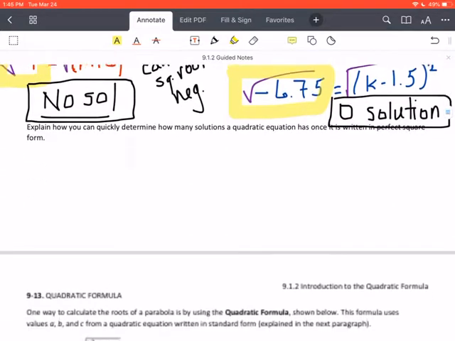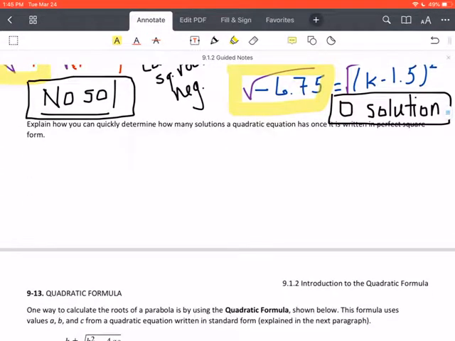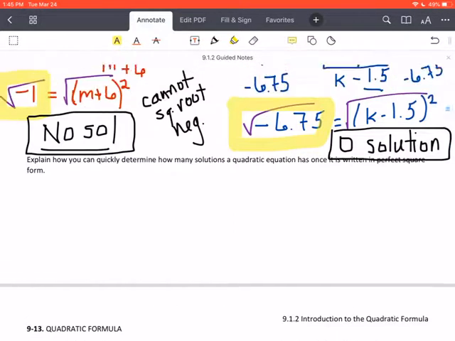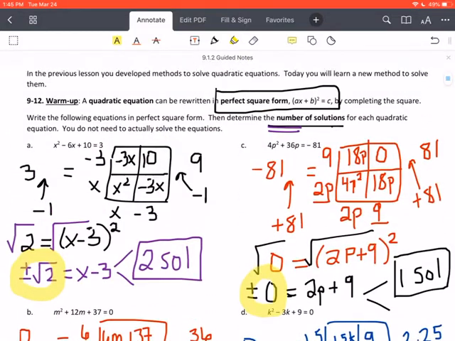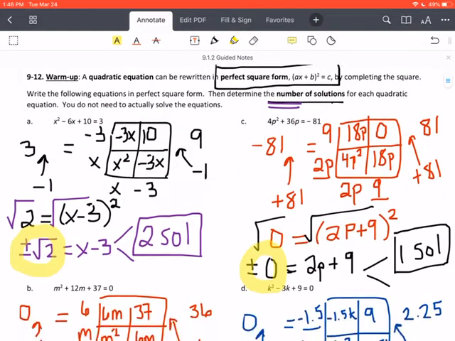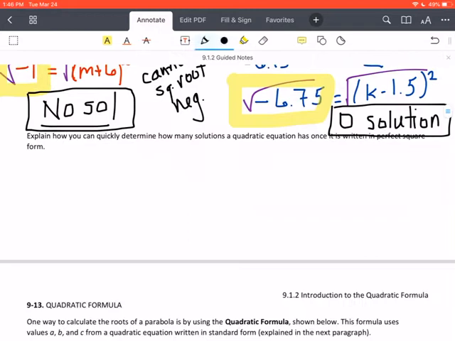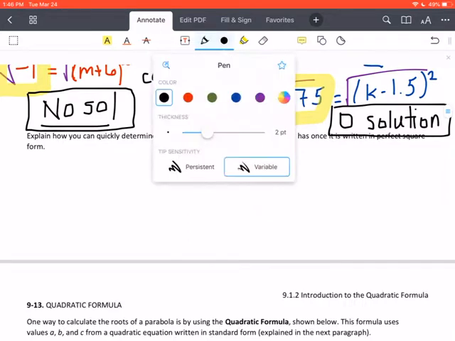So, from our warm-up, we want to quickly explain how we can quickly determine the number of solutions that a quadratic equation has once it is written in perfect square form. So remember that perfect square form is at the top of our notes, ax plus b quantity squared equals c. So let's go ahead and write that down again for consistency.